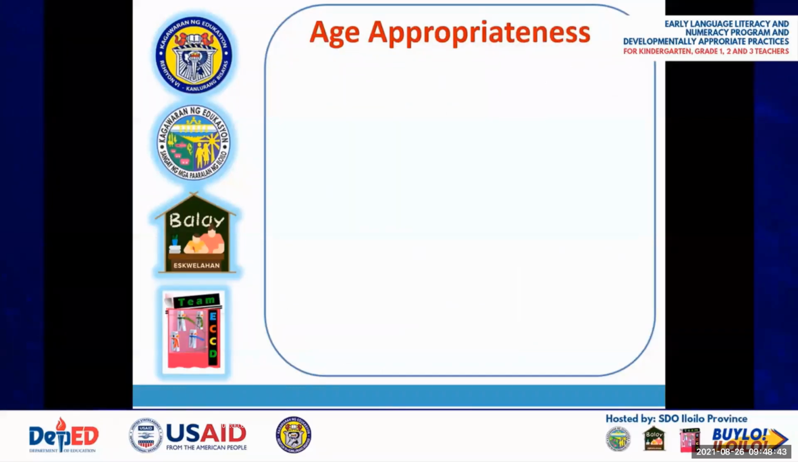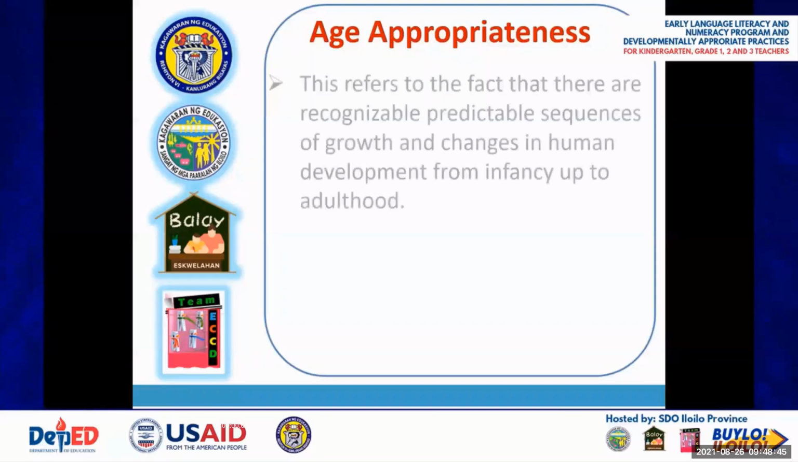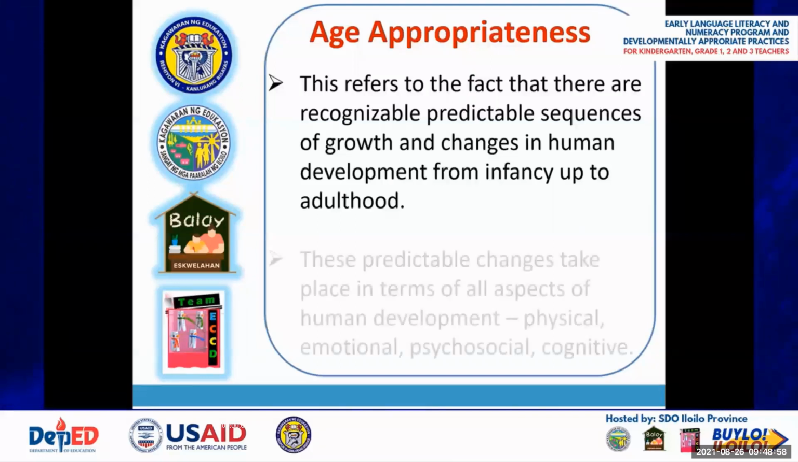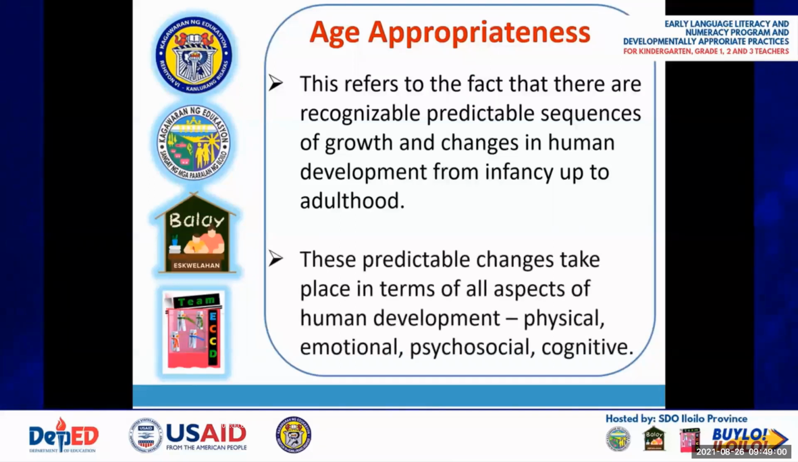What is age appropriateness? This refers to the fact that there are recognizable, predictable sequences of growth and changes in human development from infancy up to adulthood. These predictable changes take place in terms of all aspects of human development, such as physical, emotional, psychosocial, and cognitive.